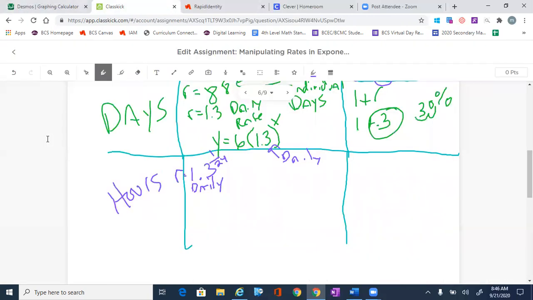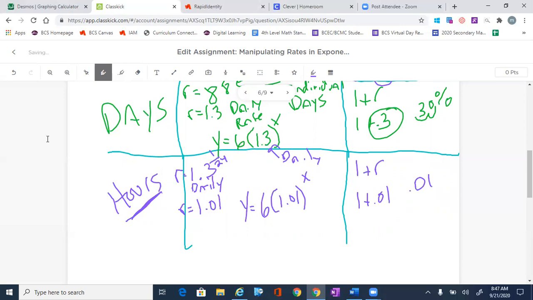1.01, which is now my rate. And I can write the equation y equals 6 times 1.01 to the x power. And this is my hourly equation for the growth of this bacteria. In order to find my growth rate for the hour, I just take 1 plus r, and that must be 1 plus 0.01. So I take 0.01, I move the decimal over twice, and that gives me a 1% growth rate.